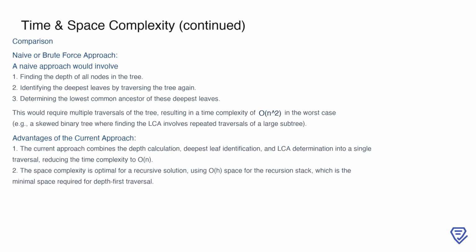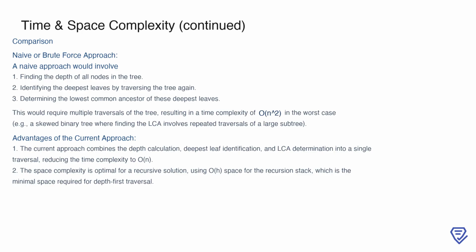To better understand the efficiency of this solution, let's compare it to a naive or brute force approach. A naive method might involve multiple traversals of the tree, first to calculate the depth of all nodes, then to identify the deepest leaves, and finally to determine their lowest common ancestor. This repetitive traversal could lead to a time complexity of O(n squared) in the worst case, as seen in a skewed binary tree where large subtrees are repeatedly processed. In contrast, the current approach integrates all these steps into a single traversal. By calculating depths, identifying the deepest leaves, and determining the LCA simultaneously, the time complexity is reduced to O(n).